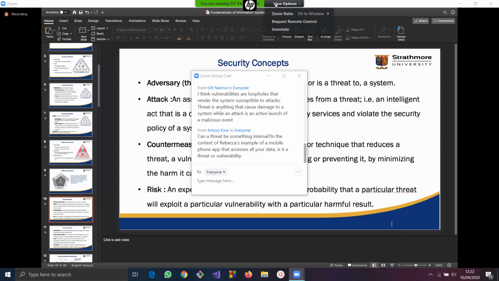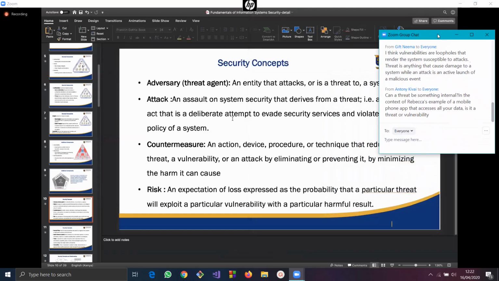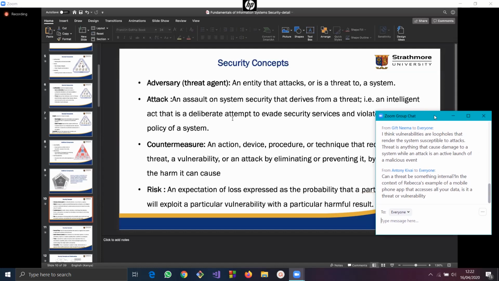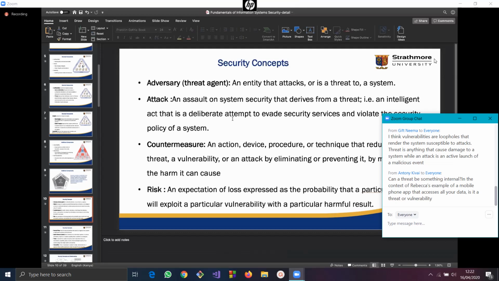Now, the potential of a threat agent to actually exploit the vulnerability is what a threat is. So the threat is that potential to exploit a vulnerability. And an attack is an actual exploitation of the vulnerability. So when you have a particular agent exploiting a particular vulnerability in an asset, then we have an attack. So all this revolves around assets.